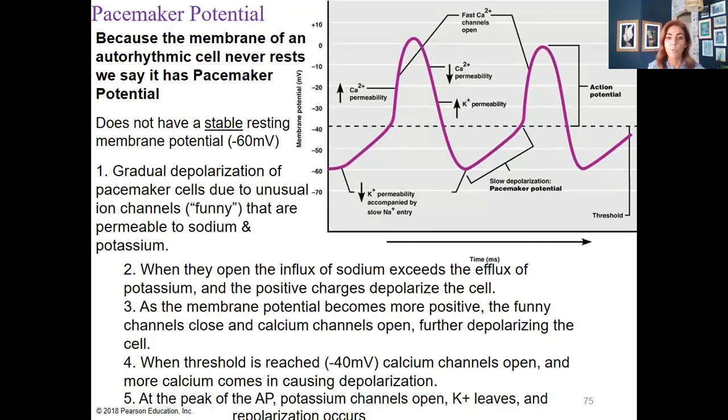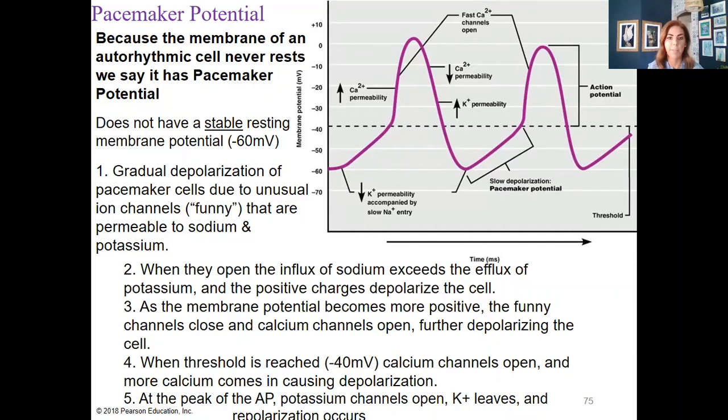Now, when we say pacemaker potential, what we're saying is the membrane of an autorhythmic cell is not stable. It does not rest like what we saw in a neuron. So if you look at this graph here, what you're actually seeing is there's not this long straight line at that negative 70, which represents the resting membrane potential. Instead, what you're seeing is we have this gradual shift, and that's why we say that this is a gradual depolarization of the pacemaker cells.